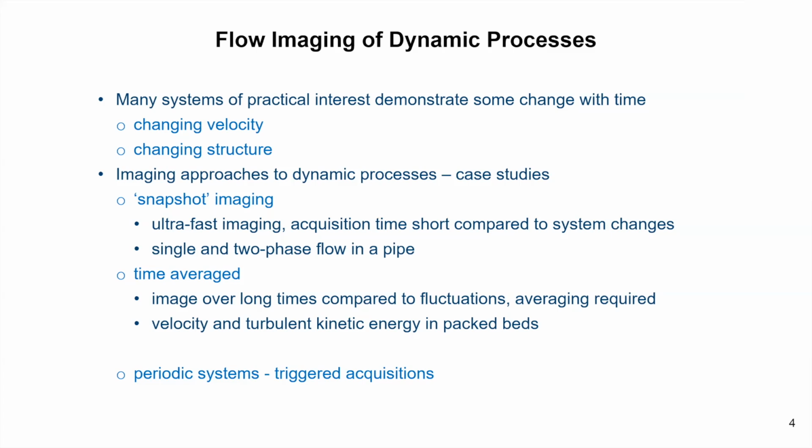The other general approach is that of time averaged, where maybe you don't need the extra information, or it's more difficult to get the time resolved information because the changes are happening too fast. So the other approach is to say that the imaging time must be long compared to the fluctuations, typically with averaging to make sure that you get a suitable average value out. For that, I'll be looking at turbulent flows, velocities, and kinetic energies in packed beds. I should say in periodic systems, you can also do triggered acquisitions, gated acquisitions, such as in cardiac imaging, but I won't be talking about those here.